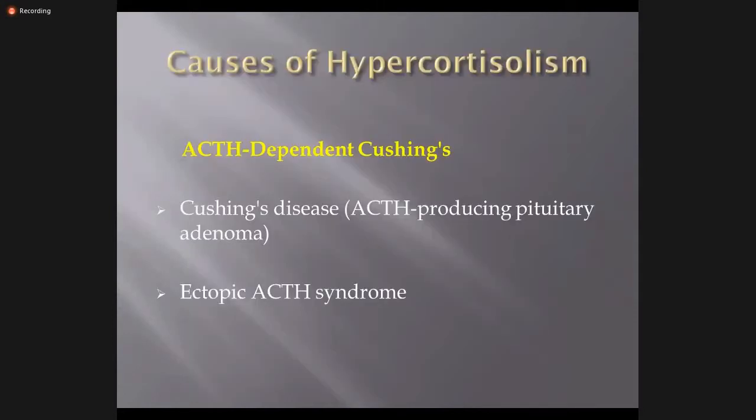Now the causes of hypercortisolism. The causes are divided into two major categories, that is ACTH-dependent Cushing's and ACTH-independent Cushing's. The ACTH-dependent Cushing's is due to ACTH hypersecretion. It is called Cushing's disease, that is ACTH production in a pituitary adenoma or from an ectopic area, that is outside the pituitary gland, the ectopic source of ACTH. So in ACTH-dependent, the ACTH level is high.